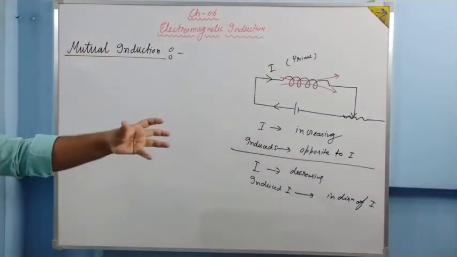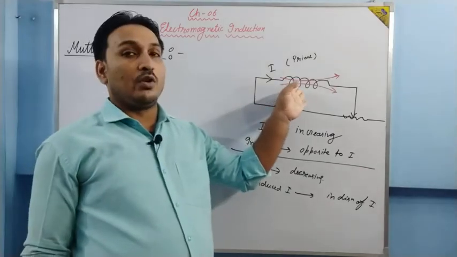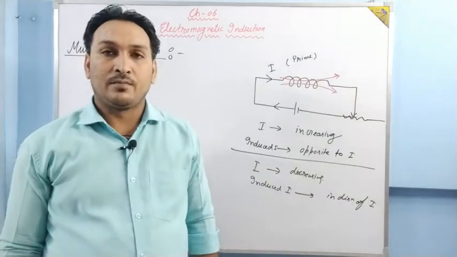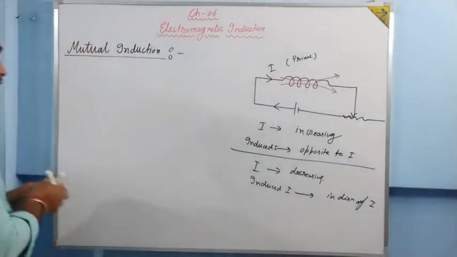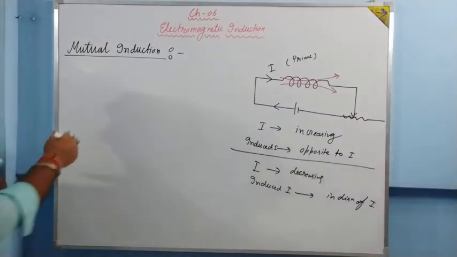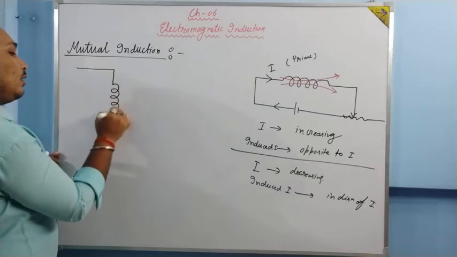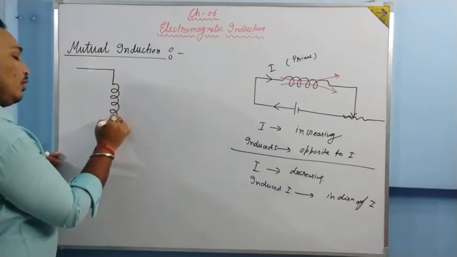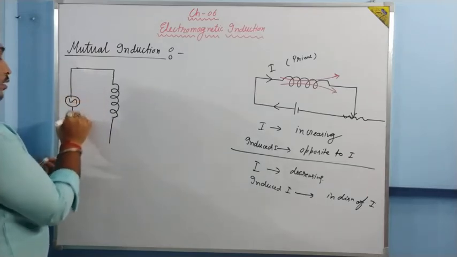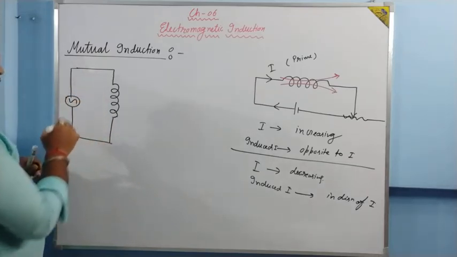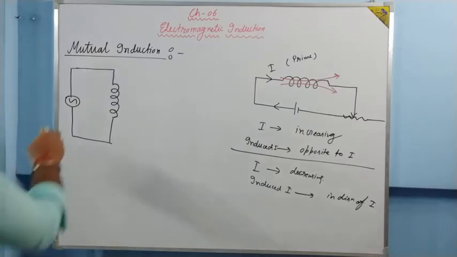This is called self-induction. Why? Because EMF is induced because of its own magnetic field. In the same manner mutual induction is also there, but here we have two coils. One coil will be called the primary coil. This is the source of AC. Let me remove it.